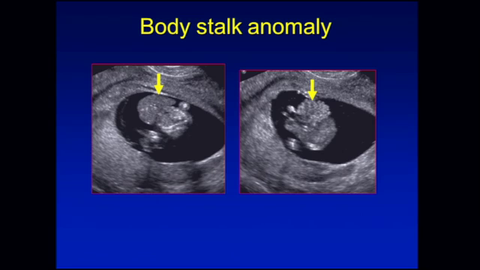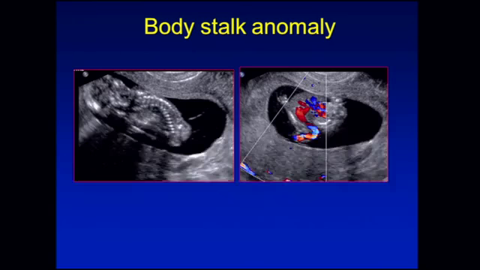Body stalk anomaly is characterized by many abnormalities. The fetus is usually distorted. There is a large abdominal wall defect with herniation of the liver and bowel. There is usually severe scoliosis and a short umbilical cord.